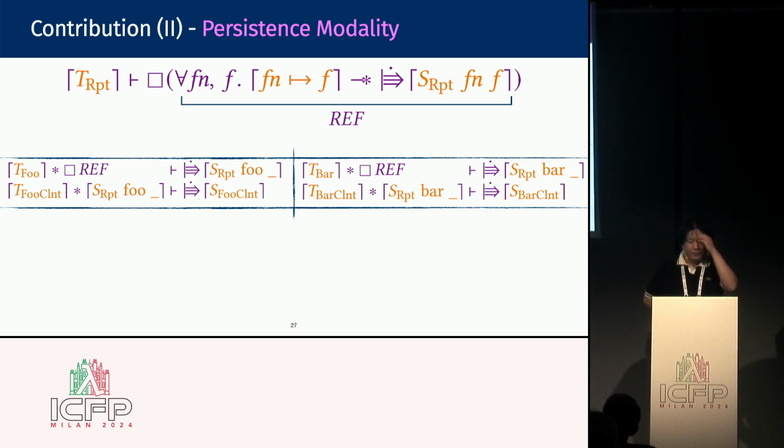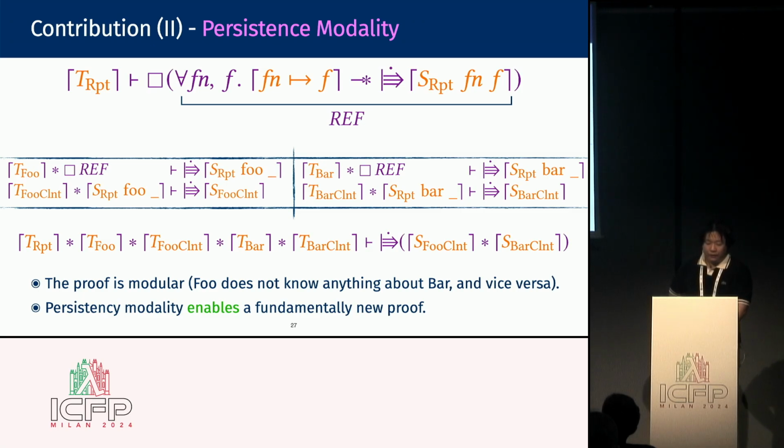Then the clients of the repeat function, say foo and bar, can use this ref in their own verification. For instance, foo can refine its specification using the ref, and the client of foo, CLNT, can further refine itself using repeat applied to foo, and the same goes for bar. All in all, this modular verification can be composed into the end result as follows.